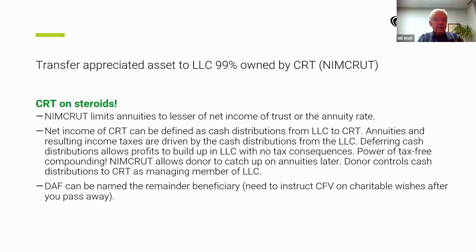We can define taxable income at the CRT level merely by turning the bathtub water on and off. Incredibly powerful. And Heath is going to get into that in a minute.